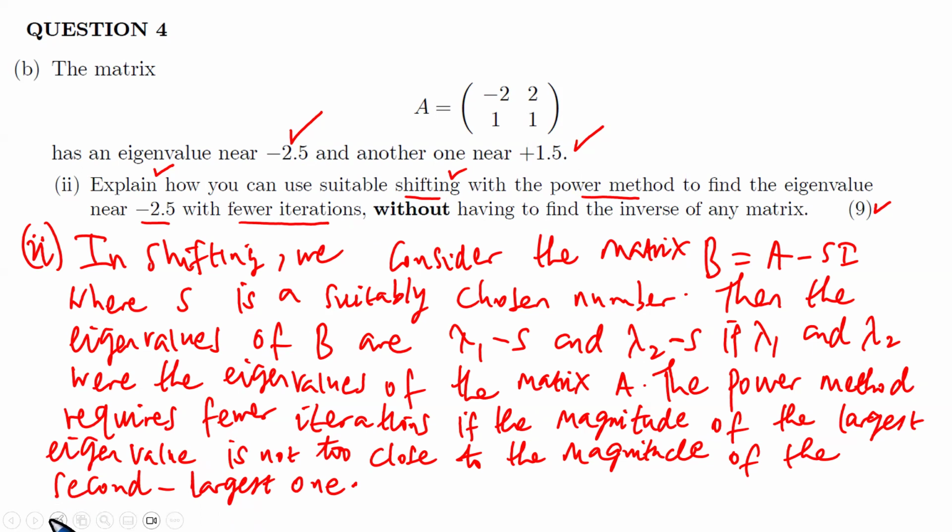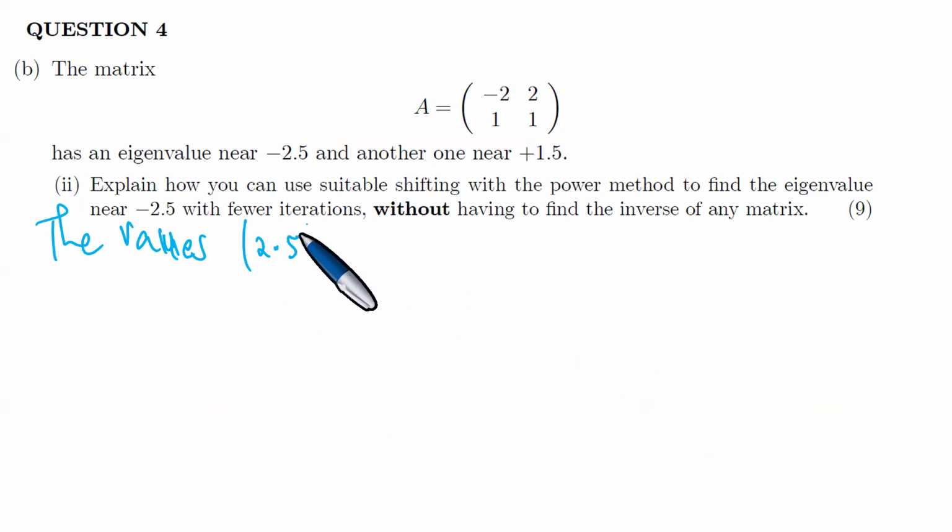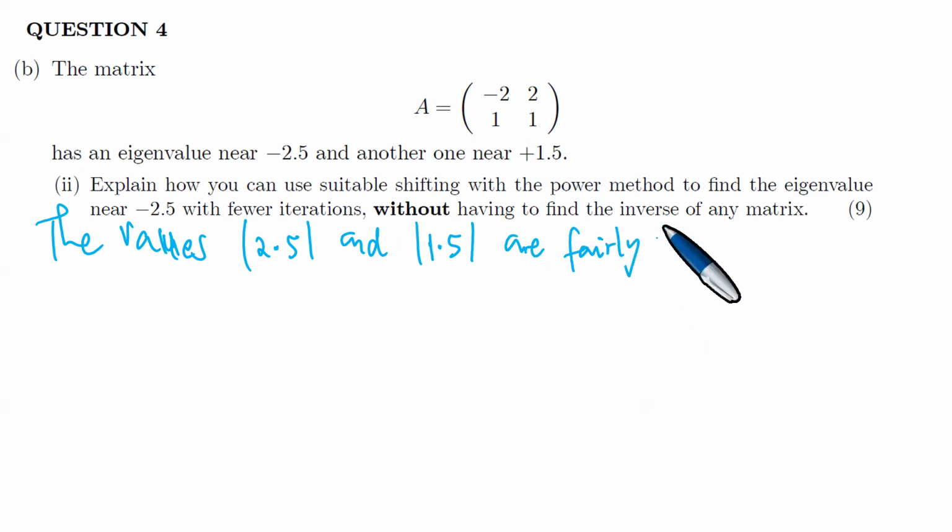We elaborate on what we mean by too close, and that hinges on the magnitude of the distance between the two numbers. And we say the following: the values, the magnitude of 2.5 and 1.5 are fairly close to each other.